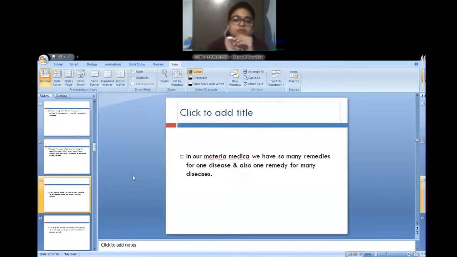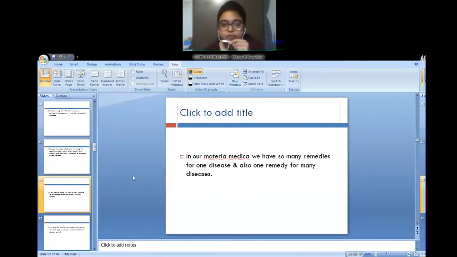And according to Materia Medica, the scope of homeopathic Materia Medica is also included in the scope of homeopathy. So this is the line that in our Materia Medica we have so many remedies for one disease and also one remedy for many diseases. This line I learned from, like I listened from Diksha ma'am. She mentions these lines in so many previous webinars. So I just thought that this is the most important scope of our homeopathic Materia Medica.